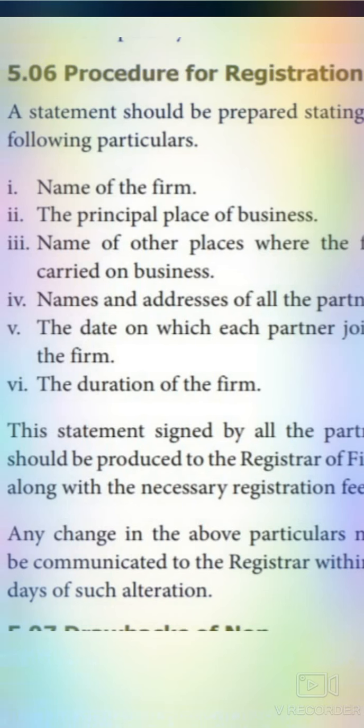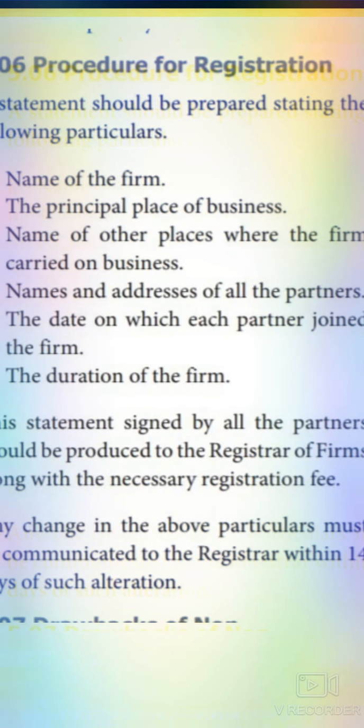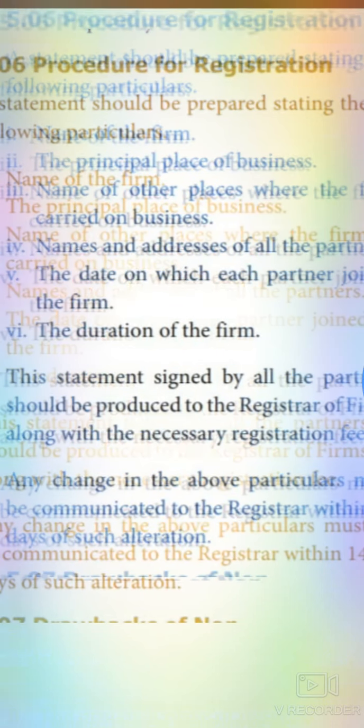According to the particulars, what are the particulars needed by the registrar? The name of the firm should be mentioned, and the principal place of the business should be mentioned. The names of other places where the firm carries on business must also be mentioned. Then the names and addresses of all the partners, the date on which each partner joined the firm, and lastly the duration of the firm.